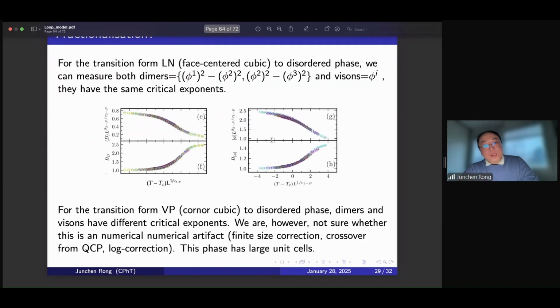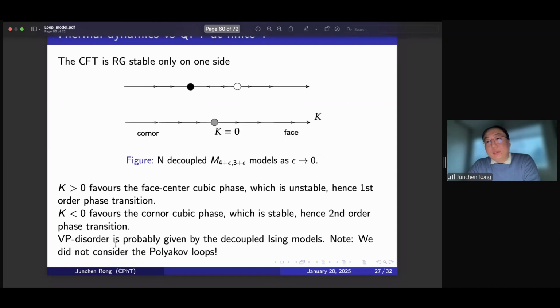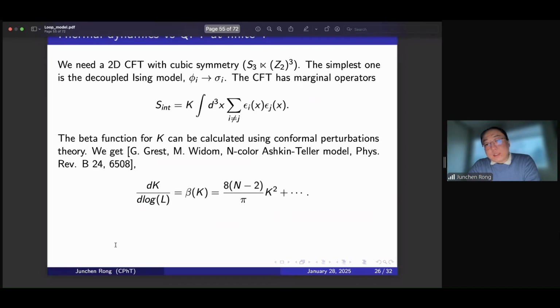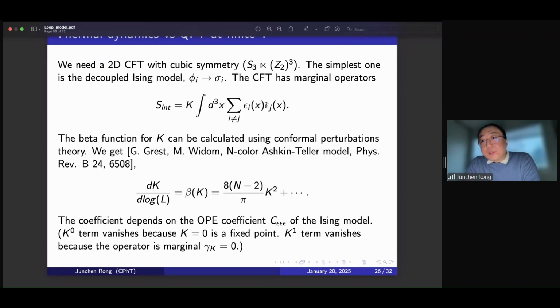So they are not the same. But I should emphasize, basically, this simulation is very hard. First, temperature is low, so it's hard to do the simulation. Second, there's logarithmic correction. As I told you, there's a marginal operator here, right? So a marginal operator always leads to logarithmic corrections. Actually, you can use conformal perturbation to calculate logarithmic corrections.